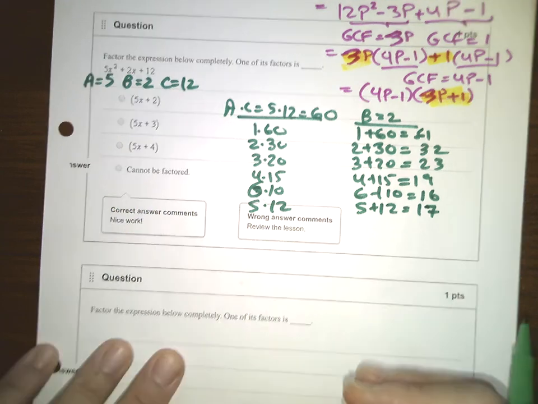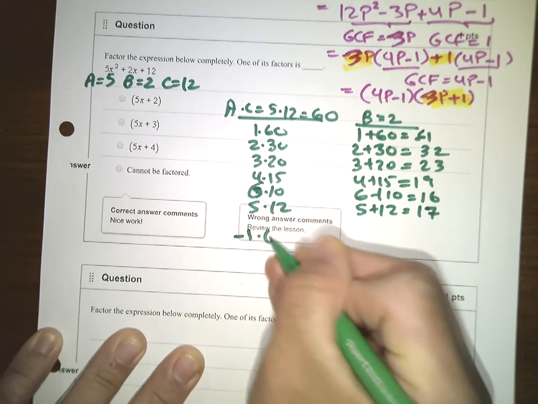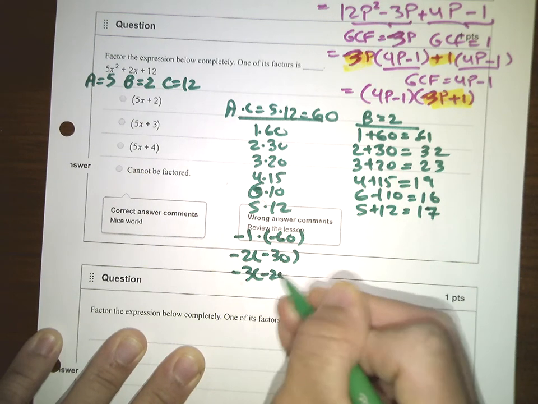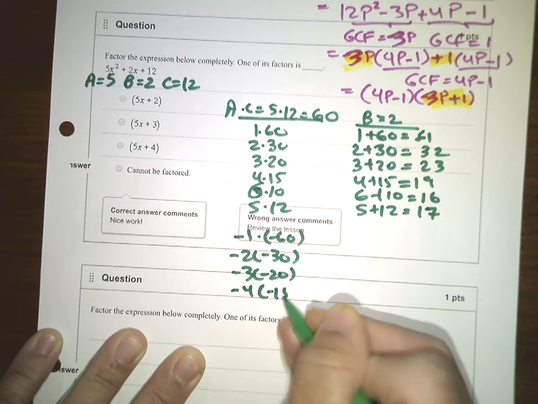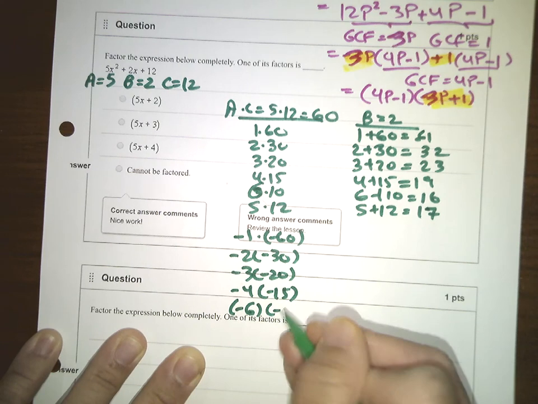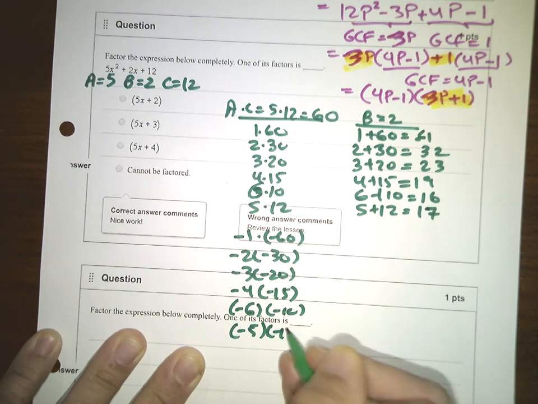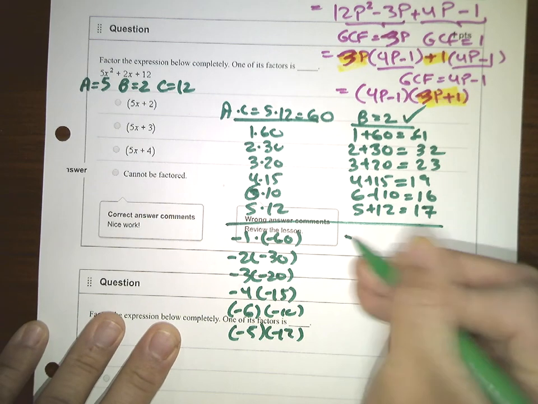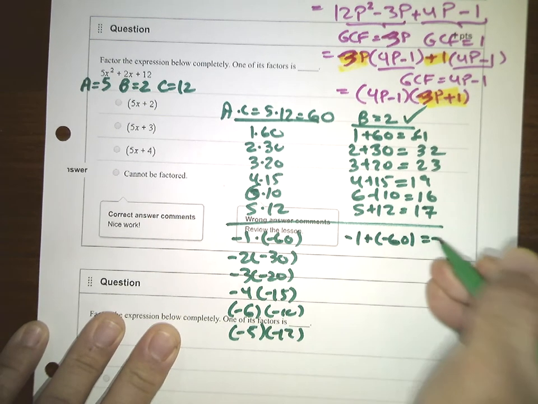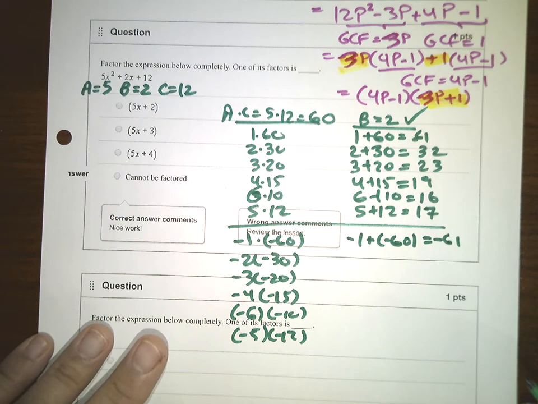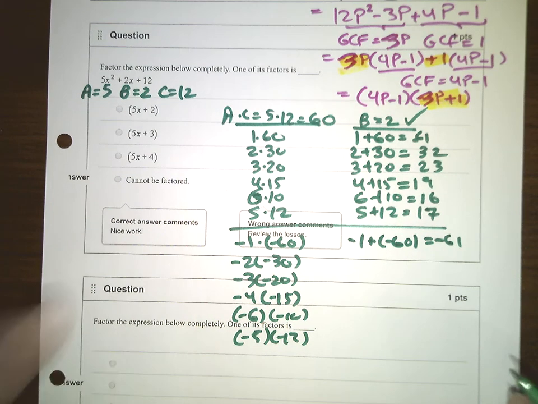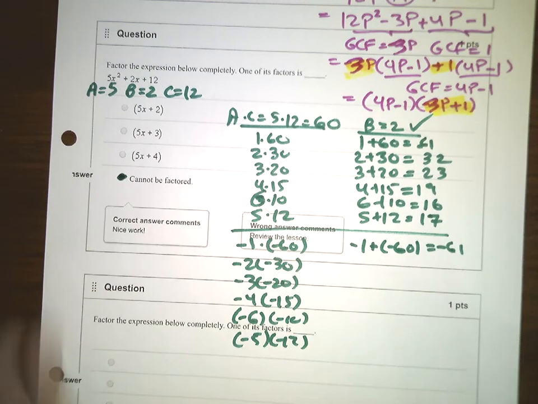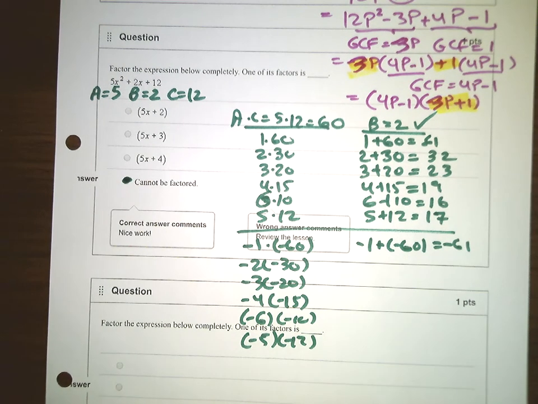I didn't even try any of the negative ones, like -1 times -60, -2 times -30, -3 times -20, -4 times -15, -6 times -10, or -5 times -12. But you see, I wouldn't have needed to anyway, because I want it positive 2, and none of these would be a positive number. So keep that in mind also. So now I see that none of these are going to end up being 2, so this one cannot be factored.